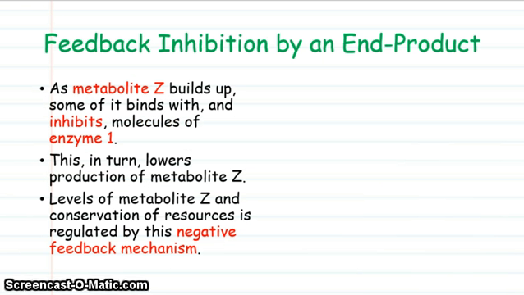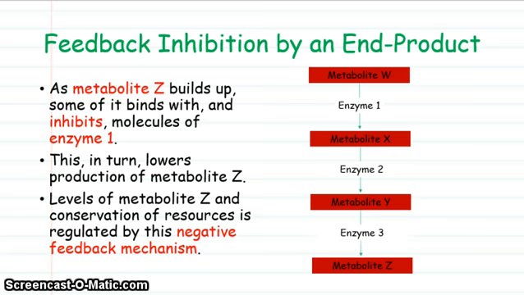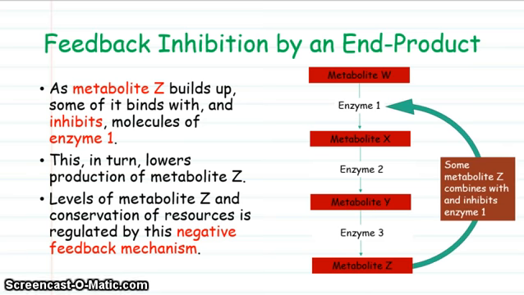Finally, I will look at feedback inhibition by a particular end product. So another metabolic pathway here. Metabolite W is catalyzed by several enzymes up to metabolite Z. And once metabolite Z reaches a certain level, in order to prevent further production of metabolite Z, it acts as an inhibitor for enzyme 1. So it stops the metabolic pathway at that point.